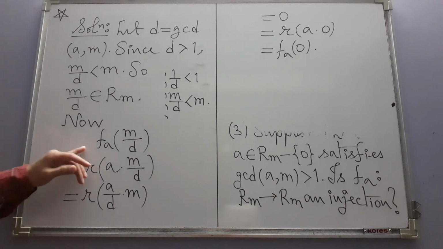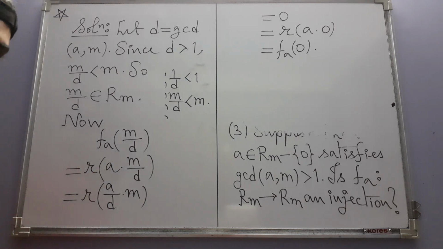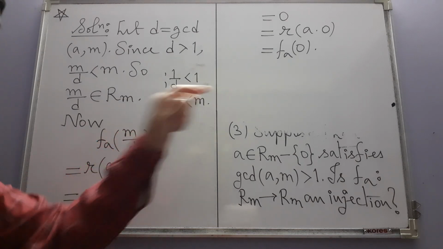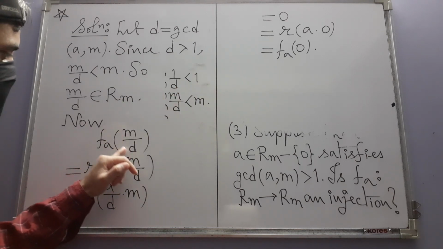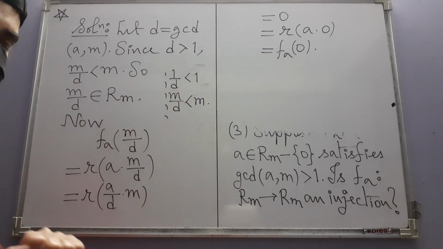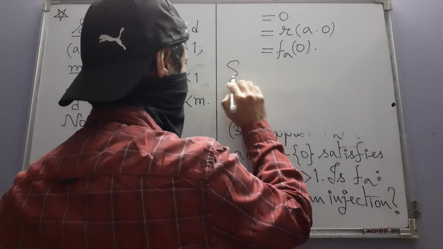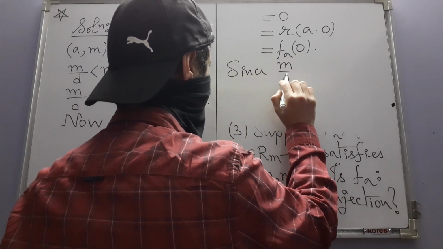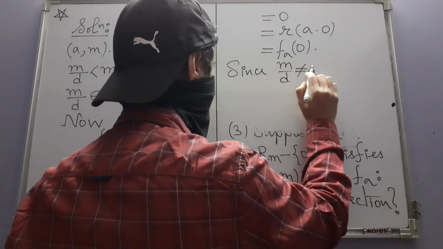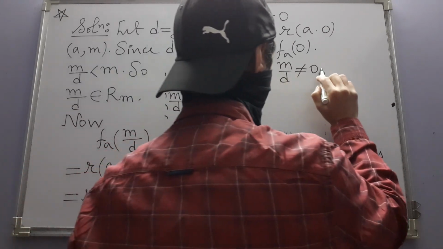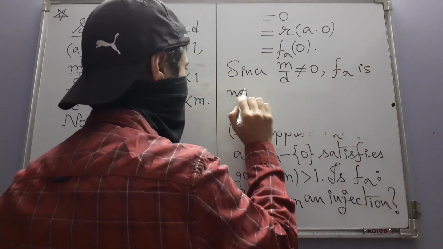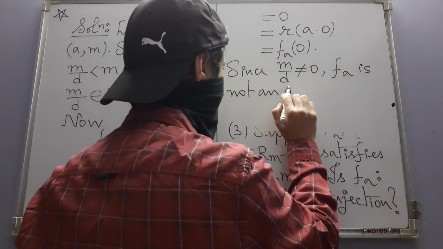Does this tell us that fa is not injective? Yes. How? Because the inputs are different, although the outputs are the same. m over d is not 0, it's a positive integer. Since this is not equal to 0, in fact greater than 0, fa is not an injection.